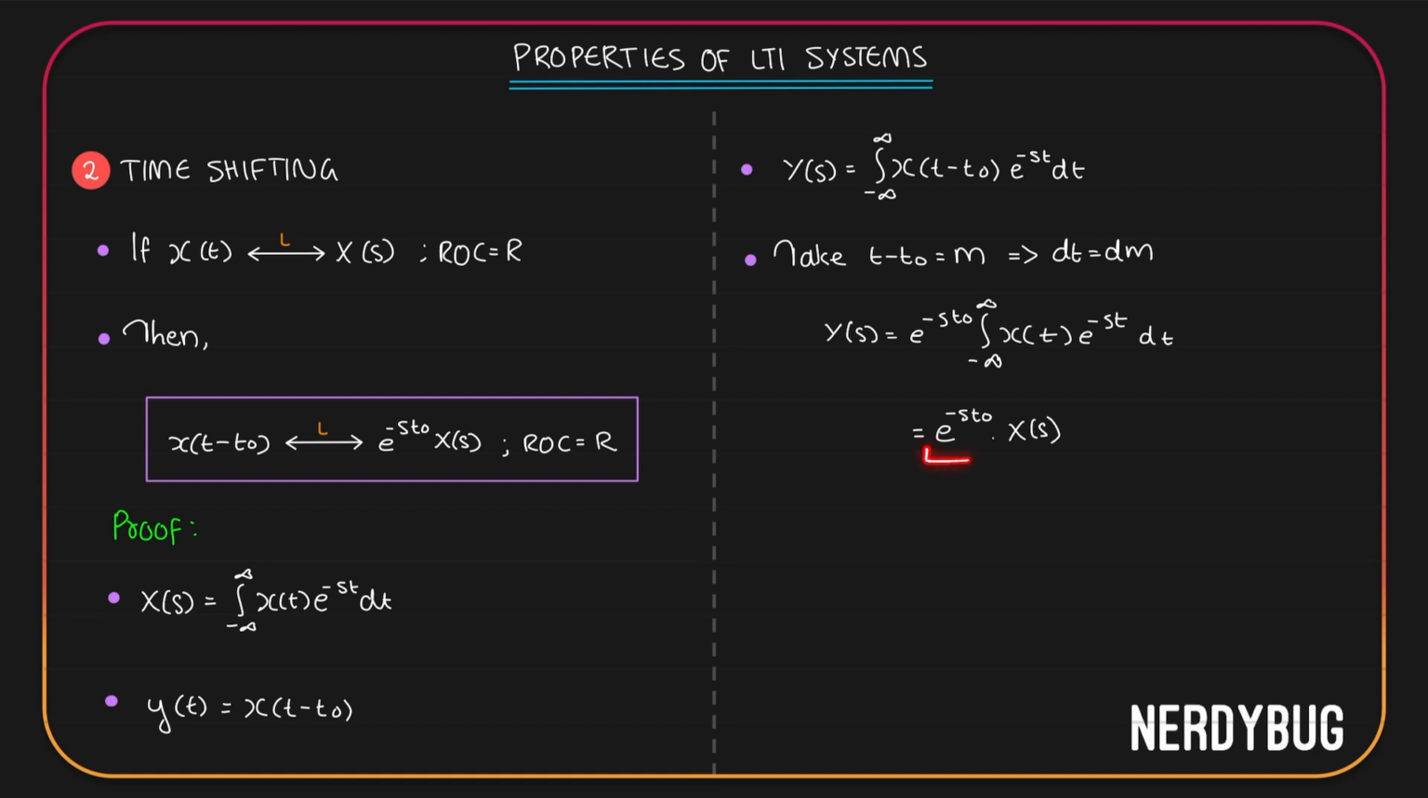Here e raised to minus s t naught is a finite value because t naught is a finite value. So e raised to minus s t naught multiplied by x of s will converge wherever x of s converges, which is R. So ROC for this is also R. So ROC does not change with time shifting.